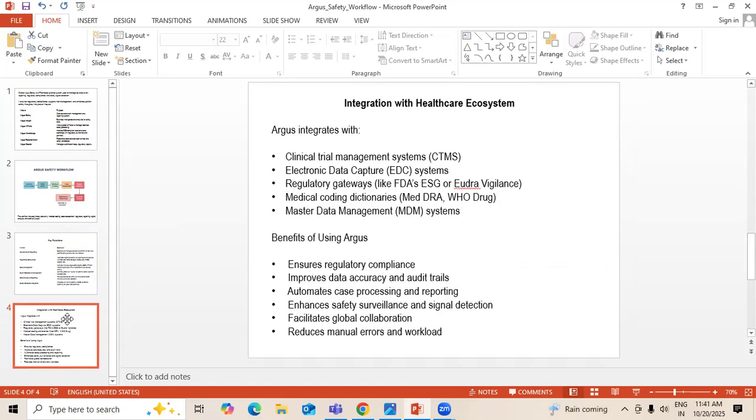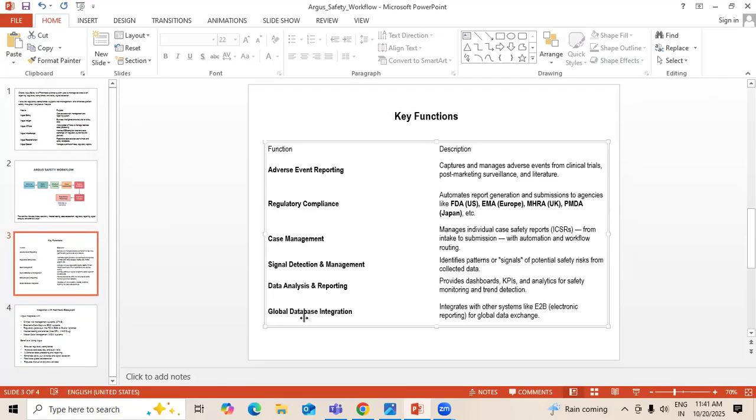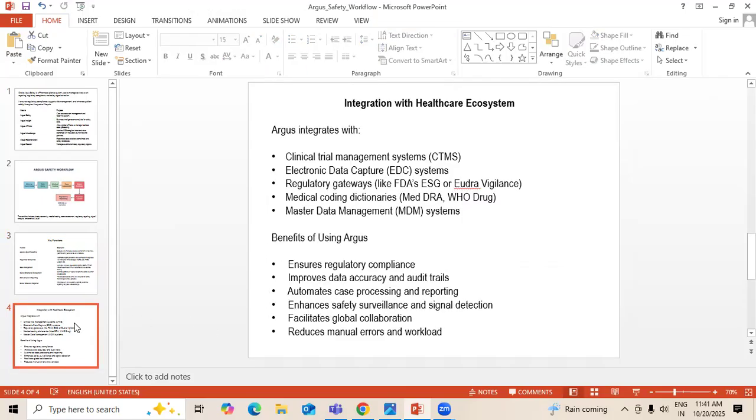Now, Argus can be integrated with different health ecosystems, when it comes to data integration. Argus can be integrated with clinical trial management systems, CTMS. We can even connect with EDCs, electronic data capture systems. Regulatory gateways, such as FDA, or other gateways, or EudraVigilance, can also be integrated. These are the advantages of Argus. Medical coding dictionaries and master data management systems can also be integrated with Argus.